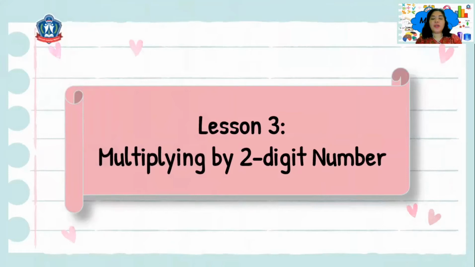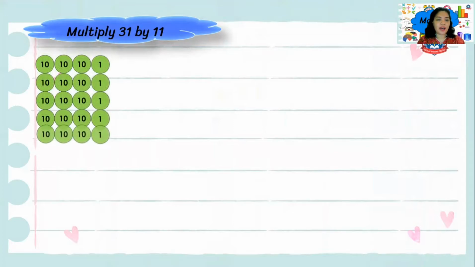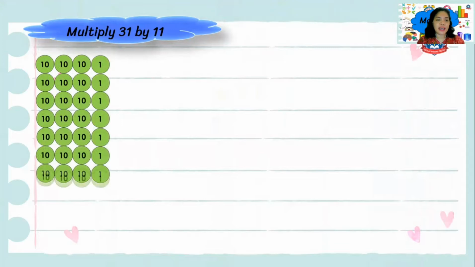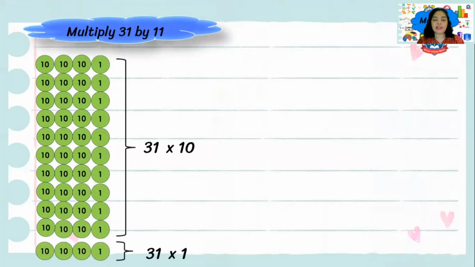Okay, let's start with multiplying by two-digit number. Let's have 31 multiplied by 11. So I have here 31. I have one set, two sets, 3, 4, 5, 6, 7, 8, 9, and 10. So I have 10 sets of 31. So 31 times 10. And another one set. So I have 11 sets of 31.